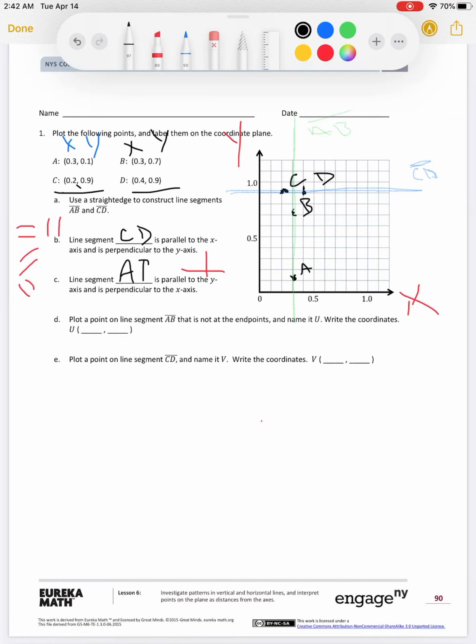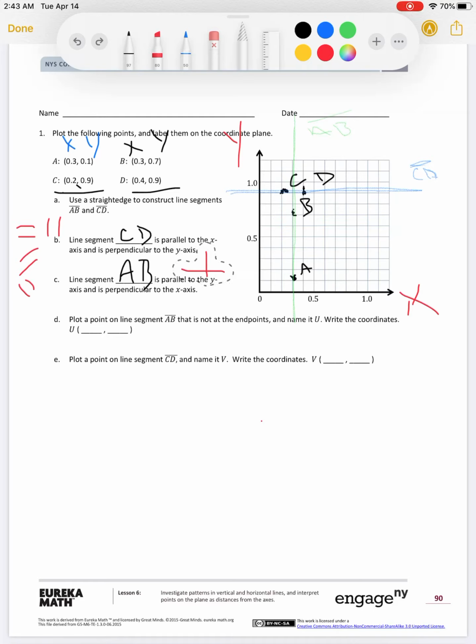Okay. Now, perpendicular to the x-axis. So is line segment AB perpendicular, which means they cross each other there, to the x-axis? And I believe so, because if you take line segment AB and the x-axis, they both cross each other that way. So they are perpendicular. Perpendicular means that they cross this way. All right? Two line segments that cross each other. Okay? Now let's look at D.